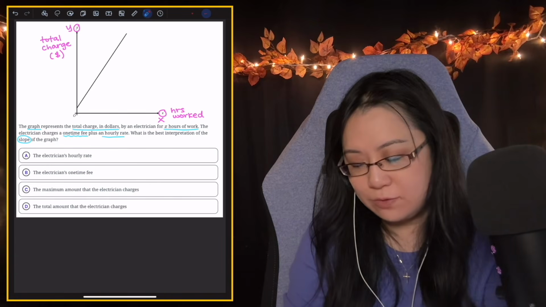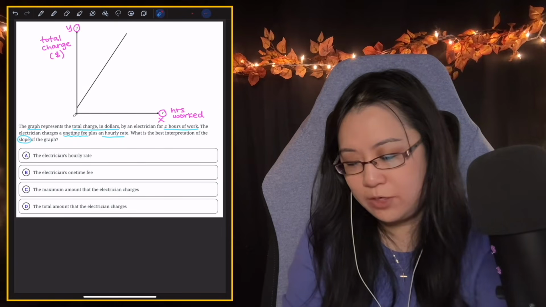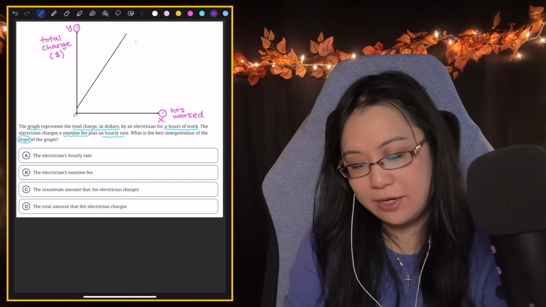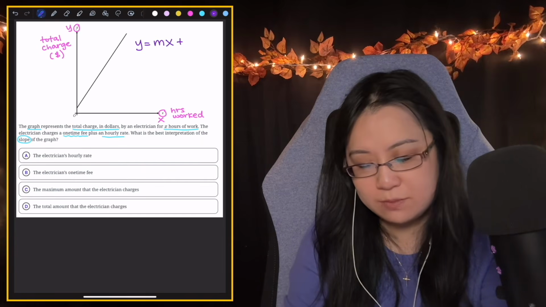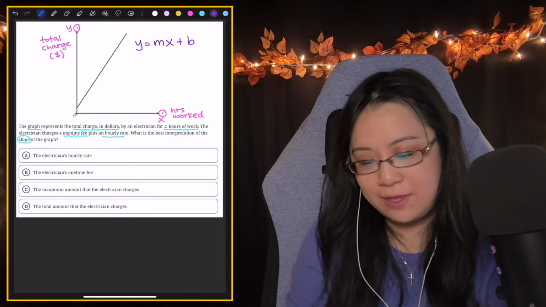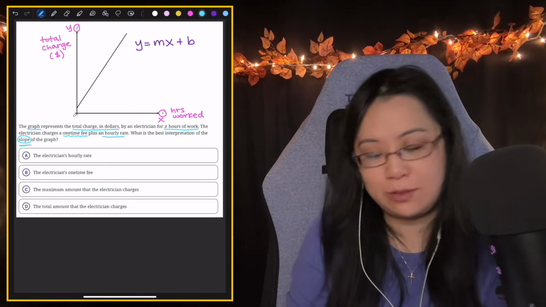So the graph itself is a straight line. When you have a line in the xy plane, it can be represented like this: y equals mx plus b. Does that look familiar to you? This is how we're going to bring in the idea of slope.